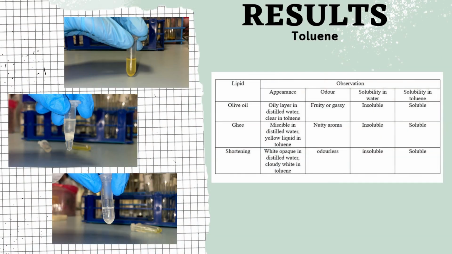Results. For the tubes added with toluene, olive oil has clear appearance, ghee has yellow color liquid, and shortening has cloudy white appearance. For the smell, olive oil has sharp and pungent smell, ghee has sharp and chemical odor, shortening has stark and strong smell. All of these 3 lipids are soluble in toluene.